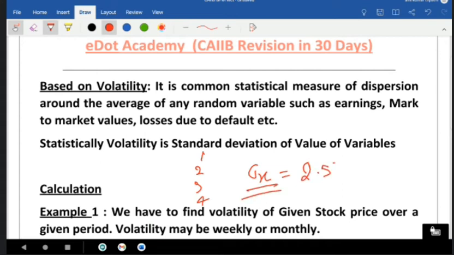Now what is the variation? That means, how much is 1 varying? It is varying by minus 1.5. So it is going down: from 2 it is minus 0.5, from 3 it is 0.5, and from 4 it is 1.5. If it is negative, that means we are incurring a loss. If it is positive, that means we are gaining something. So this is called volatility.